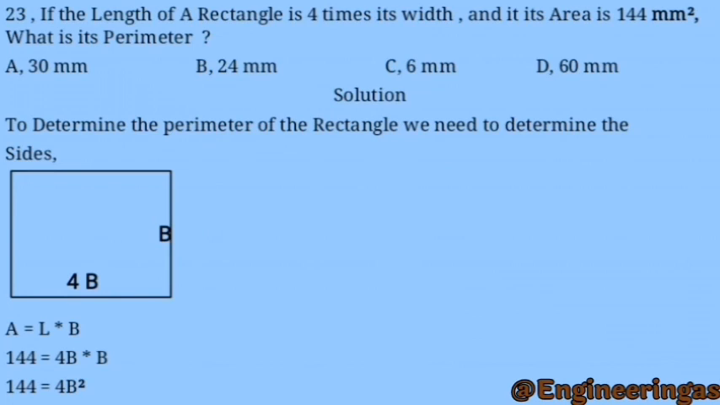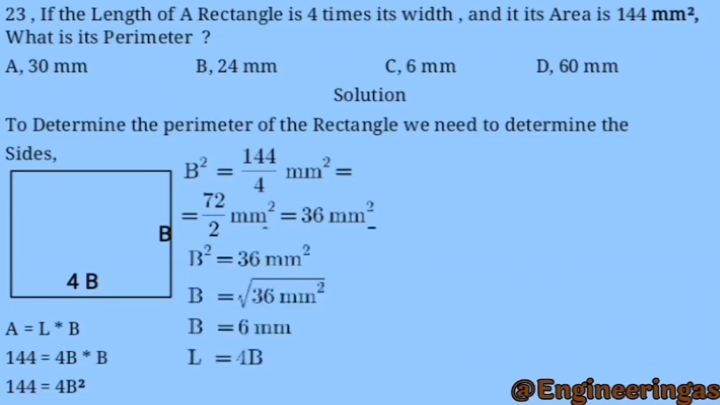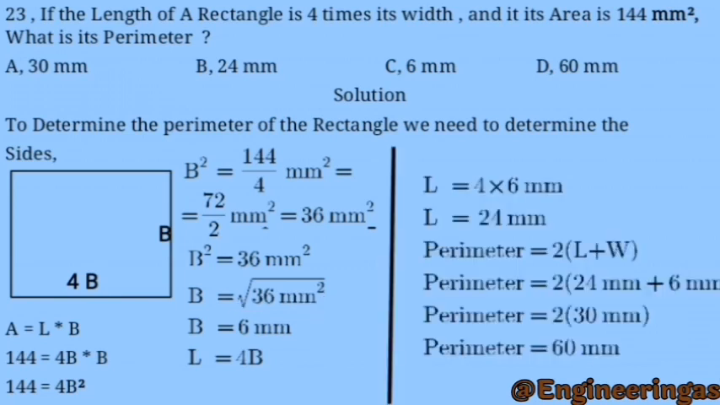So area of a rectangle is length times width. So length is 4b, and width is b. Just 144 equals to 4b times b. 4b times b is 4b squared. Just b squared will be 144 over 4. This will be 36 millimeter squared. So b squared is 36 millimeter squared. Then b will be under root 36, and b will be 6 millimeter. But L is 4 times width. So L equals to 4 times 6.